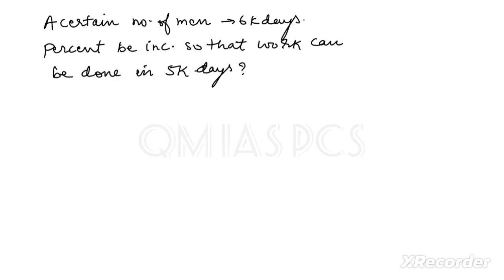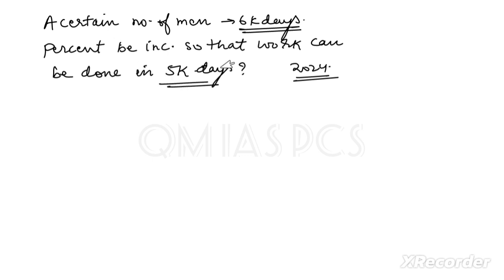See, the question is from UPSC 2024. That means the very latest question is this one. A certain number of men can complete a piece of work in 6k days, where k is a natural number. You know what a natural number is, right? By what percentage should the number of men be increased if we have to complete that work in 5k days?